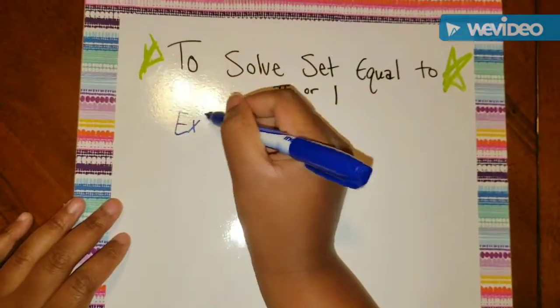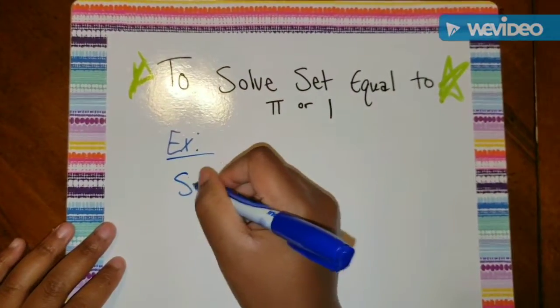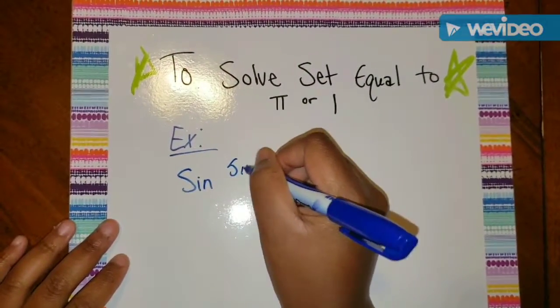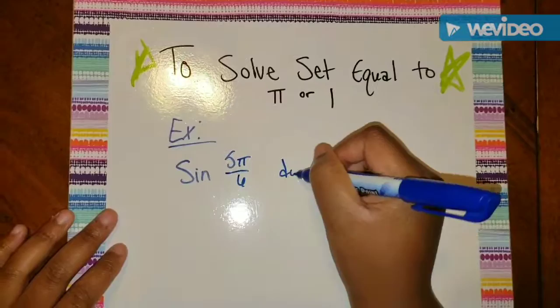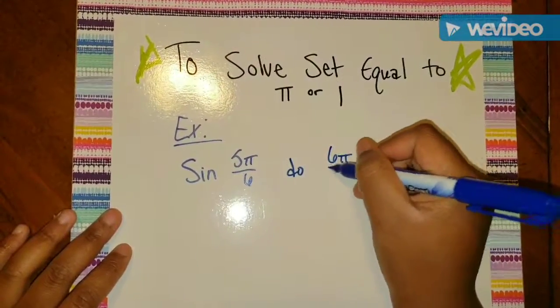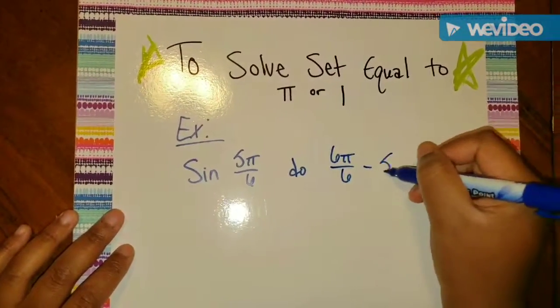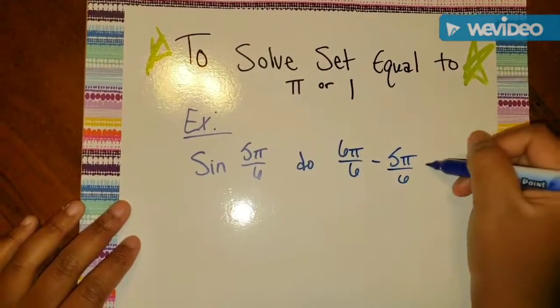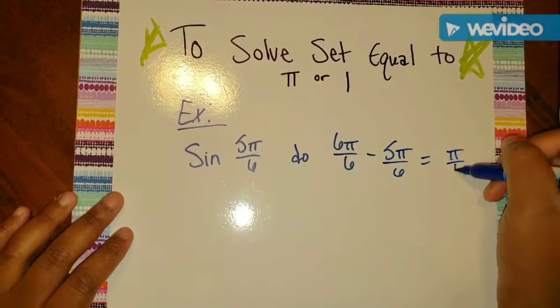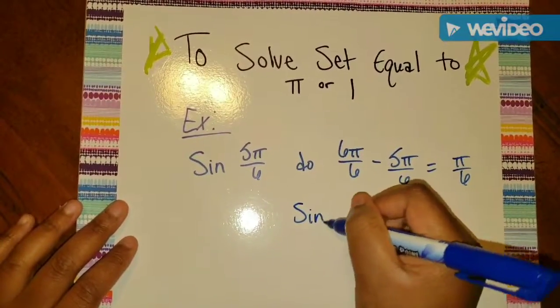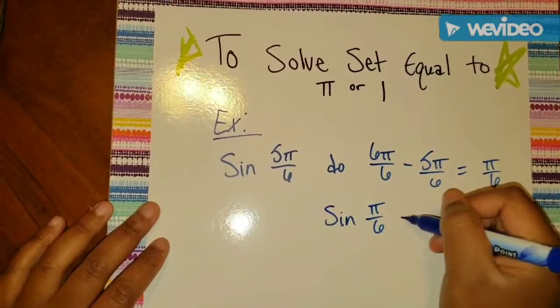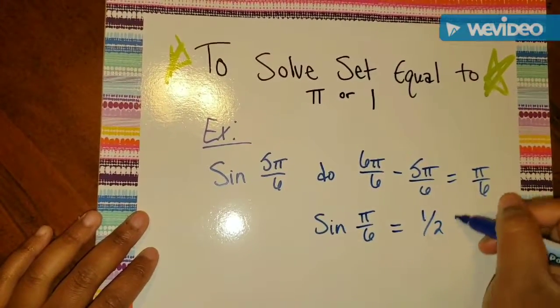So let's try sine 5 pi over 6. And use the denominator as your guide. So we'll do 6 pi over 6 minus 5 pi over 6, which will give us sine pi over 6, or 1/2. And we saw that on our previous example for our unit circle.